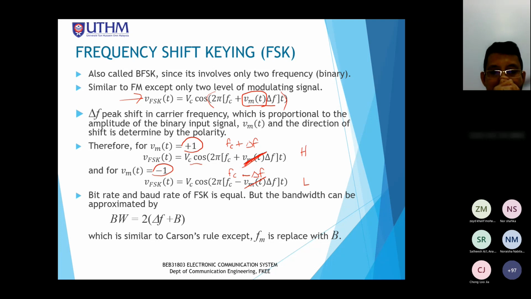Okay, and the bandwidth for this FSK is measured as 2 times delta F plus B. Okay, B here is the input frequency, which is FM, the frequency of the message.